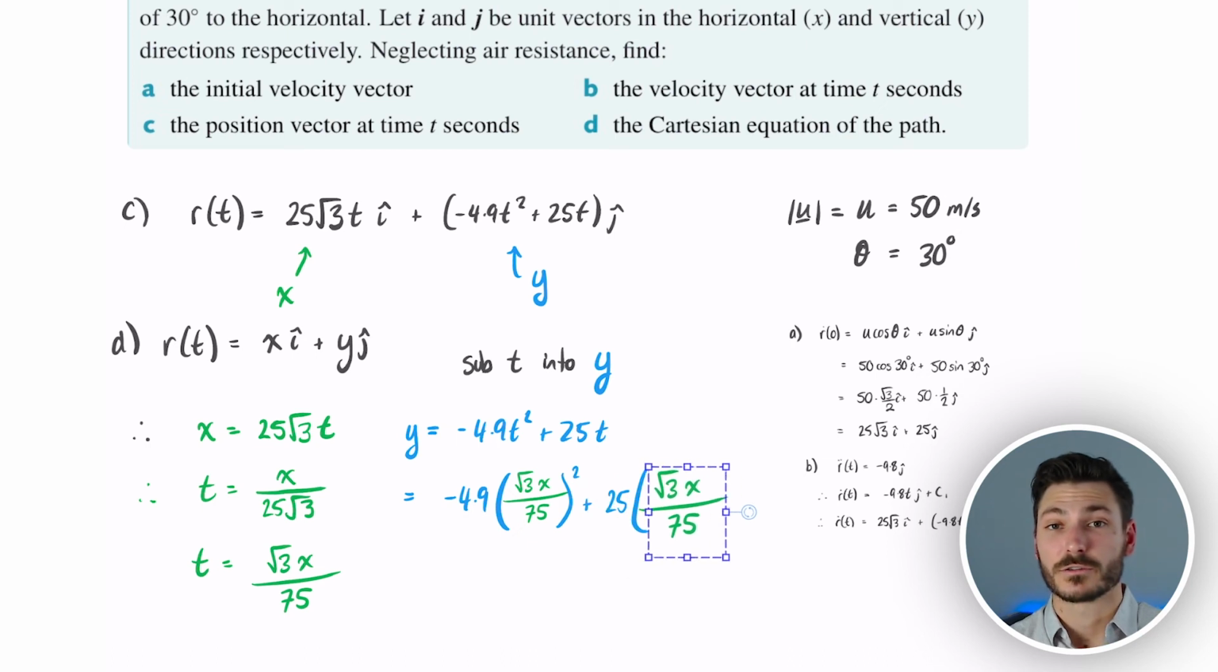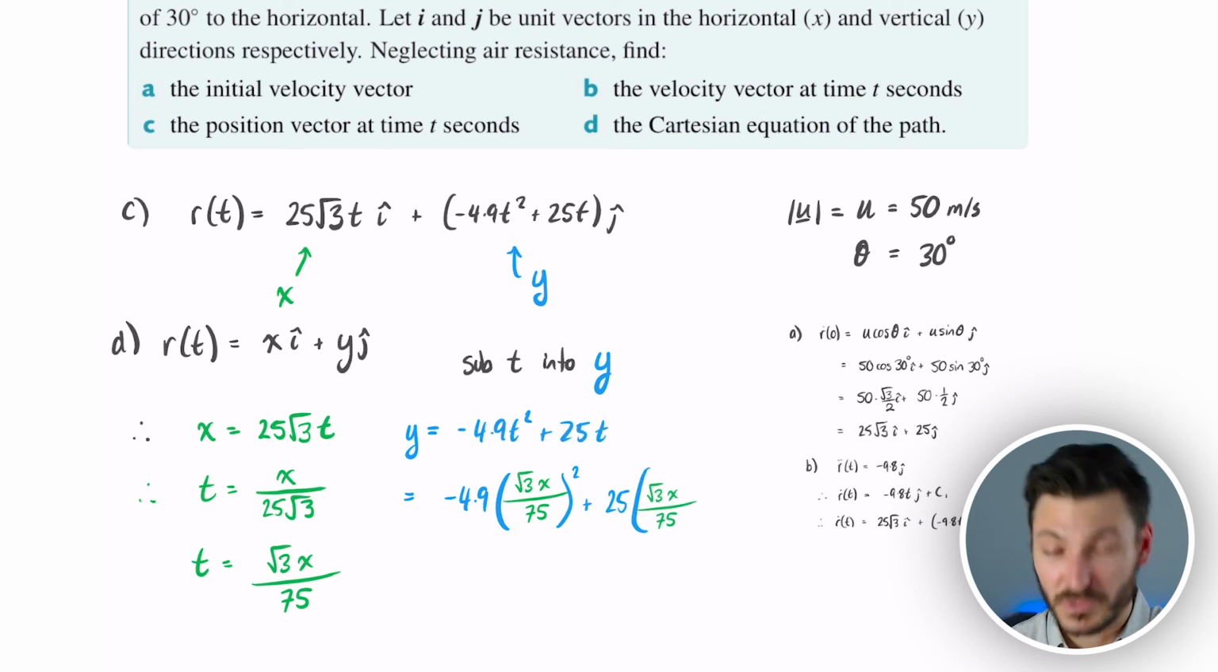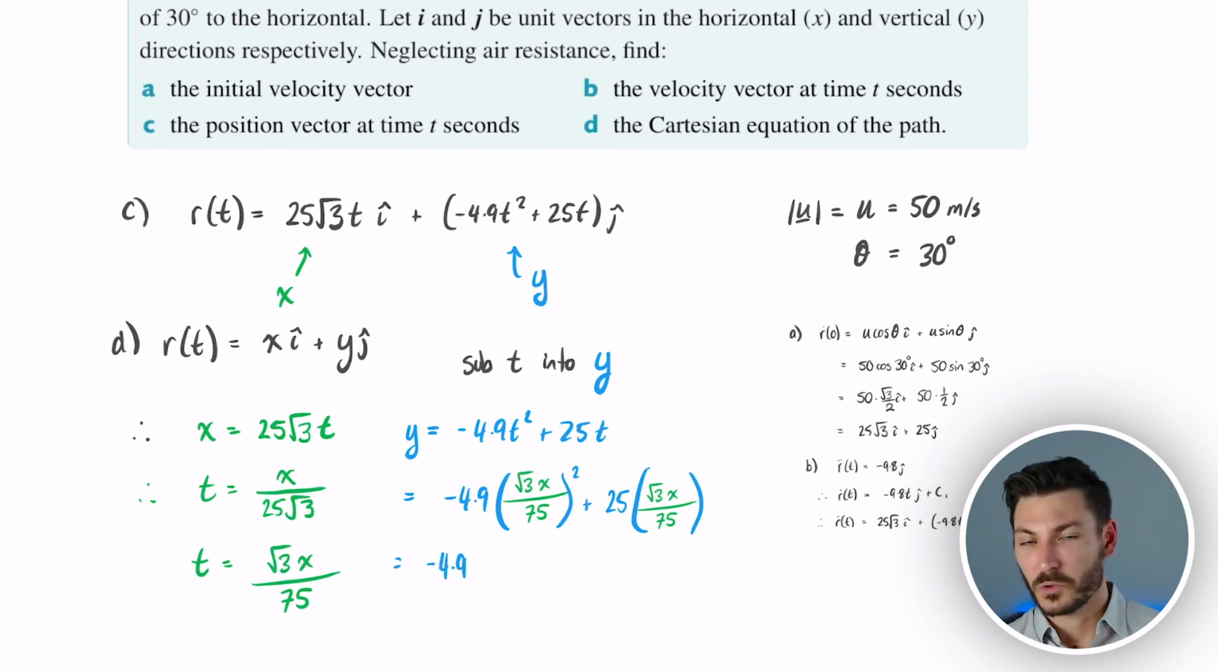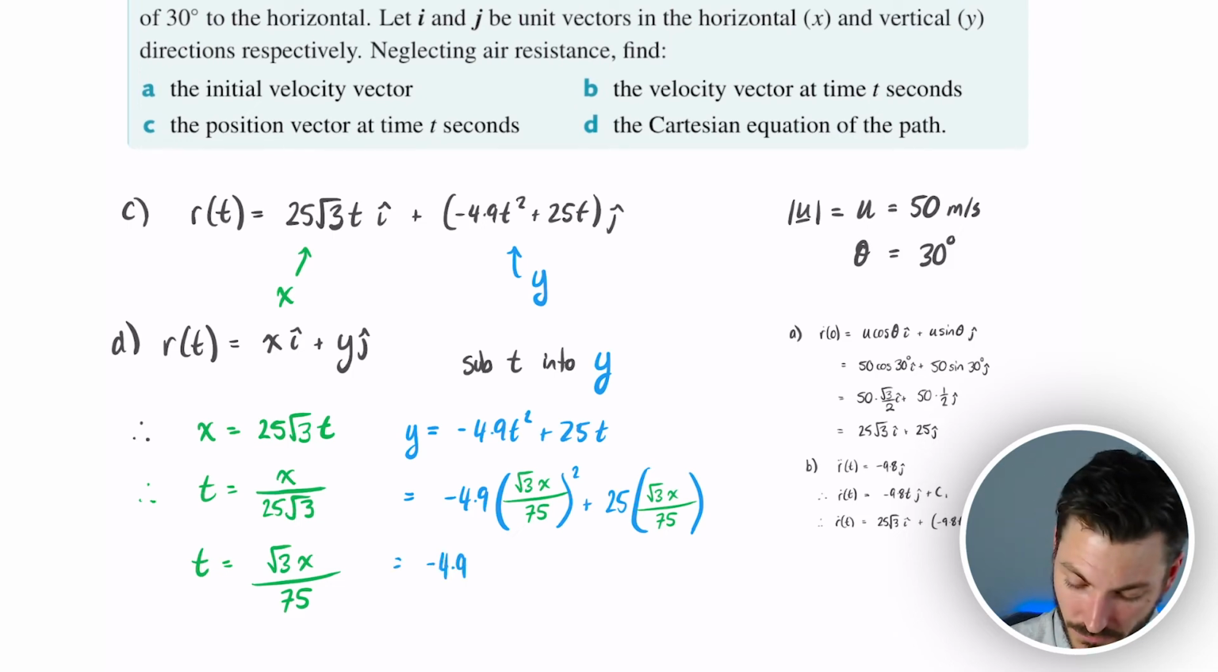There we go, beautiful. And now I can simplify and solve if possible. Okay, let's see how good my maths is. So negative 4.9 out the front. In the brackets, root 3 squared is 3. So we're going to get 3x squared on the numerator.